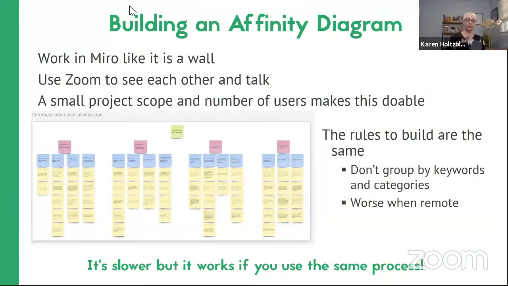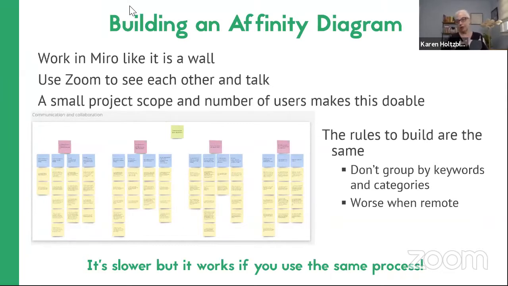So take a look. This is from my students. They actually built an affinity diagram in Miro. So again, you want to use Zoom to talk to each other and see each other. Again, if you have the small scope, it's possible. And the rules, go read the rules of how to build an affinity, right? You're not keywording, you're not just grouping by keywords, but know that all of that is going to get worse when you are remote. Now, I was super hoping that this would be so easy, yeah?